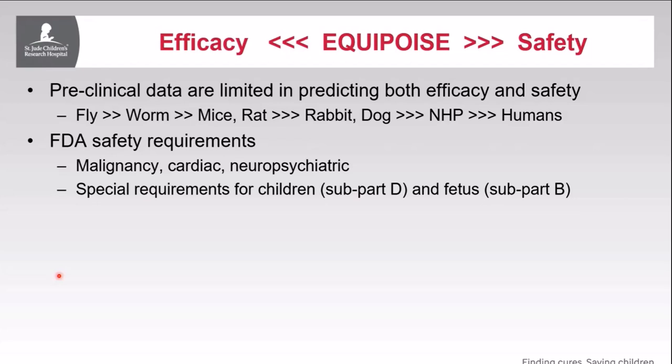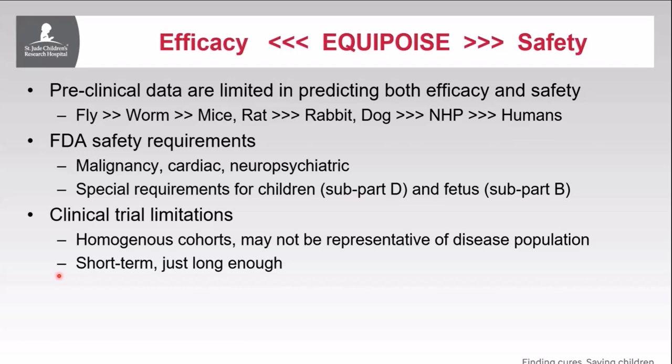And now even the field is starting to move towards considering fetal therapy. Can you treat a fetus identified with SMA in utero? And that's an emerging topic, and there's a special part of the FDA guidance requirements called Subpart B. And that's where you're really treating two patients, of course, the mother and the fetus. So that has even special requirements. And you'll probably hear more about that as this topic emerges.